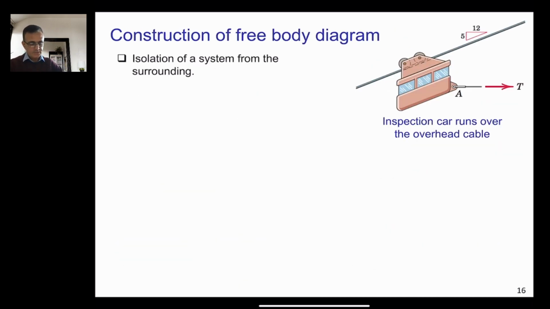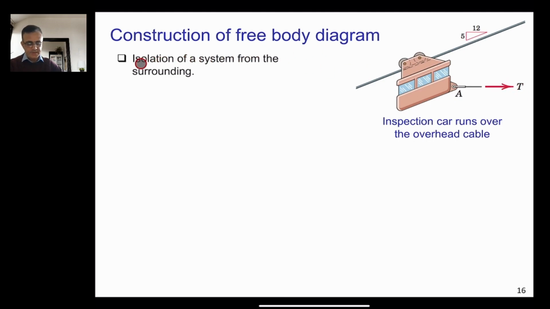Okay, so now finally we will discuss how you will construct a free body diagram for an accelerating body. In this case, for example, you want to construct a free body diagram for this system here, which is an inspection car running over the overhead cable. So this is our inspection car, which is running along this cable here. And again, you are given some force here, which is a tensile force.